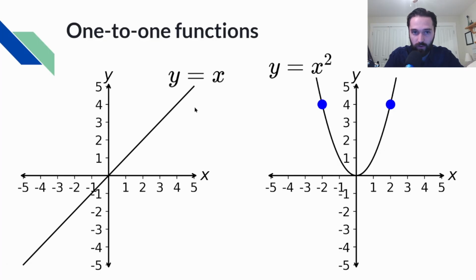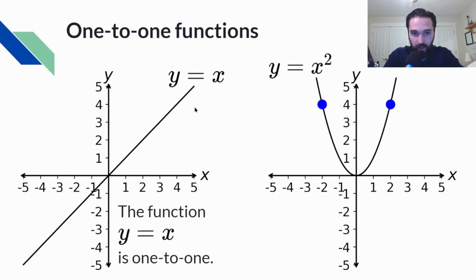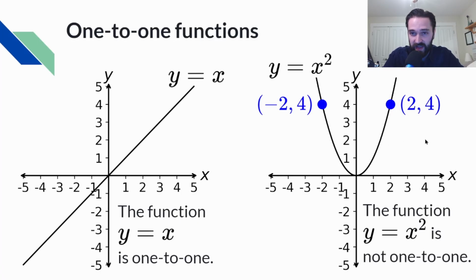Here we have the function y equals x, and we can see that every output value corresponds to just one input value. So the function y equals x is one-to-one. However, with this parabola over here, y equals x squared, take a look at these two blue points. We have the same output value, 4, corresponding to two different inputs, -2 and 2. So because of that, we say that the function y equals x squared is not one-to-one.